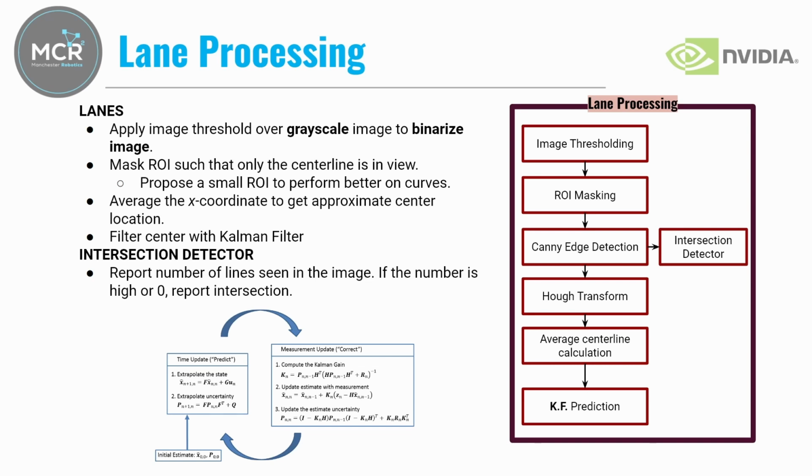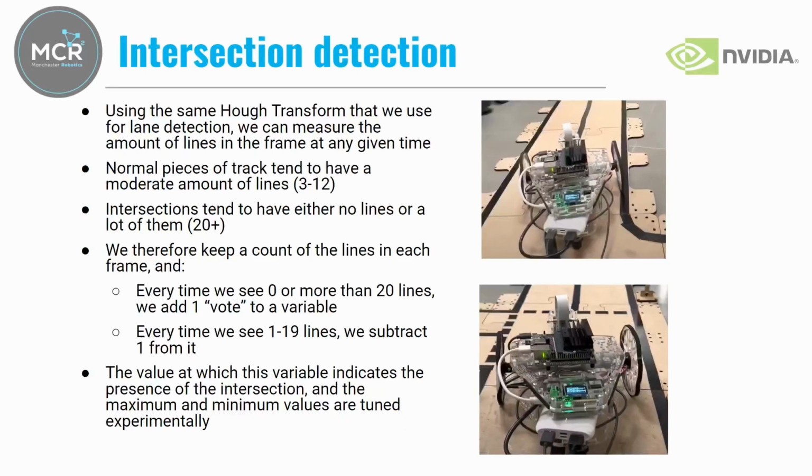For the intersection detector, we simply report the number of lines seen in the image, and if the number is either too high or 0, we report it as an intersection. Using the same Hough transform that we use for lane detection, we can measure the amount of lines in the frame at any given time. Normal pieces of track tend to have a moderate amount of lines, while intersections tend to have either no lines or a lot of them.